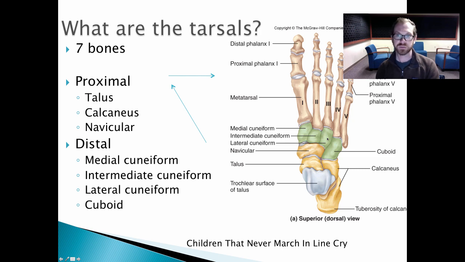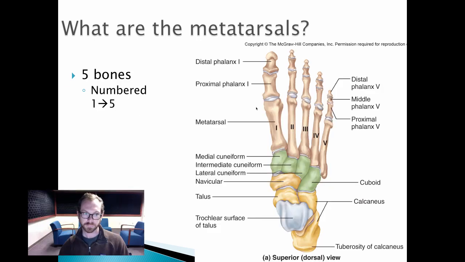Again, the best way to remember these bones is to print off a blank diagram of your foot and just fill it out again and again and again. Now we're moving into our metatarsals, which are right here. Just like in the hands, we had our metacarpals, now we have metatarsals, okay? And these are truly your foot now. And just like we did in the metacarpals, we're going to number them from medial to lateral, 1 through 5. So metatarsal 1, 2, 3, 4, 5. Pretty straightforward.